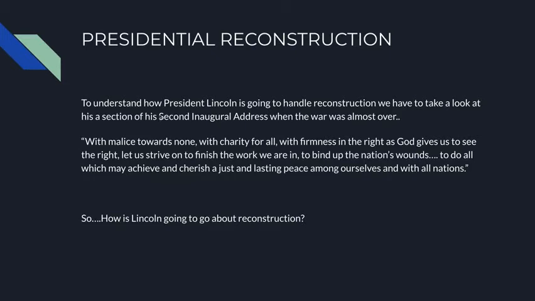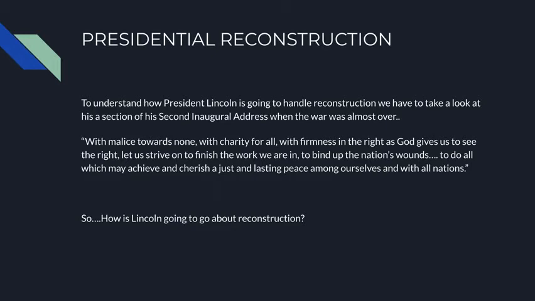From his second inaugural address, he says this: with malice towards none, with charity for all, with firmness in the right as God gives us to see the right, let us strive on to finish the work we are in, to bind up the nation's wounds, to do all which may achieve and cherish a just and lasting peace among ourselves and with all nations.